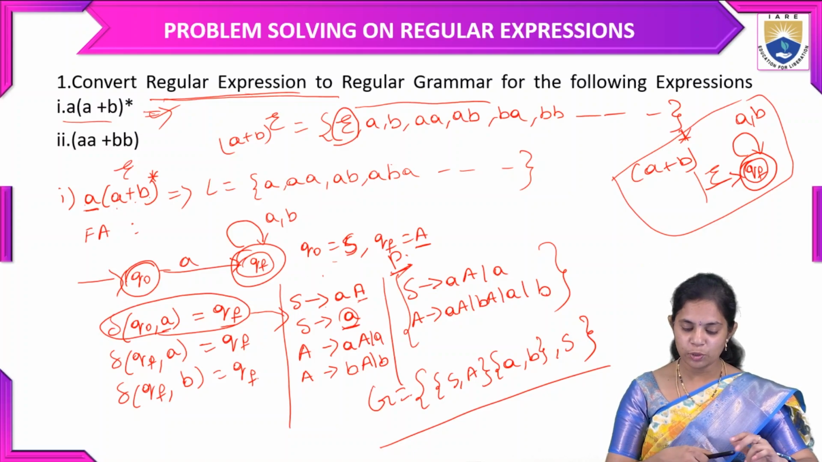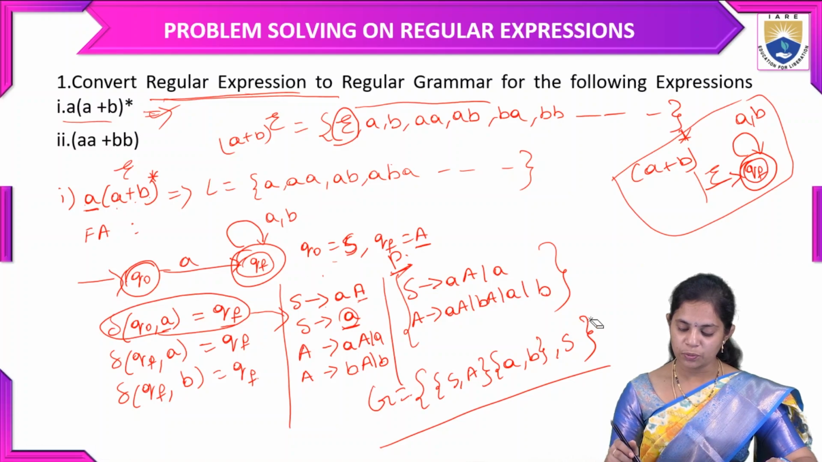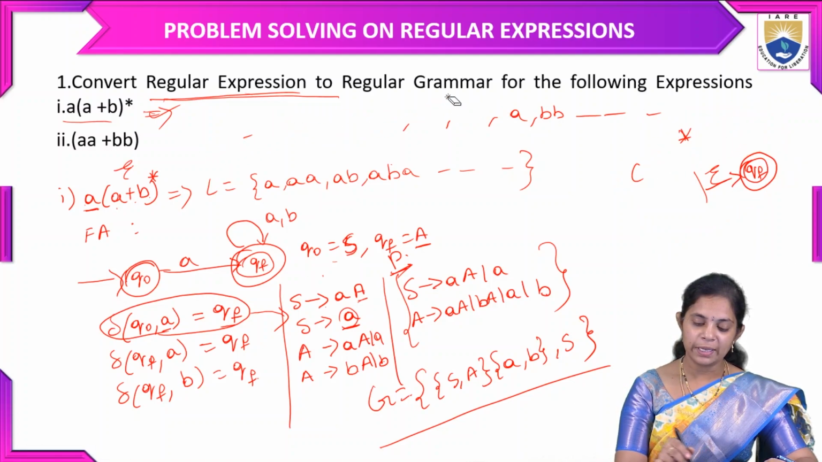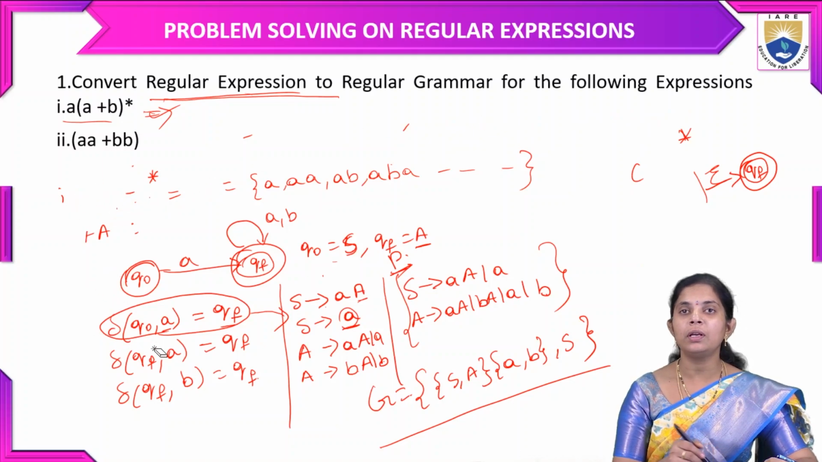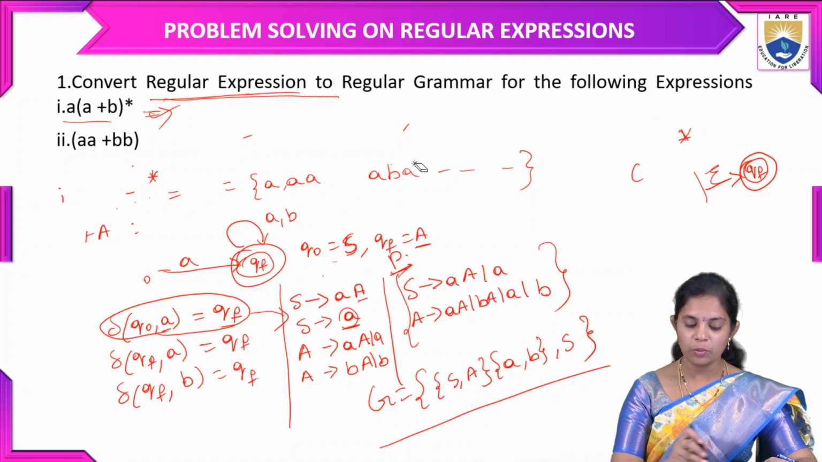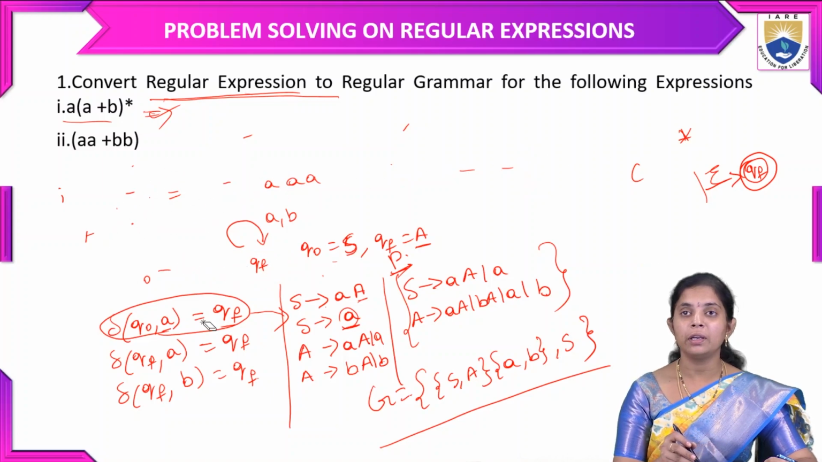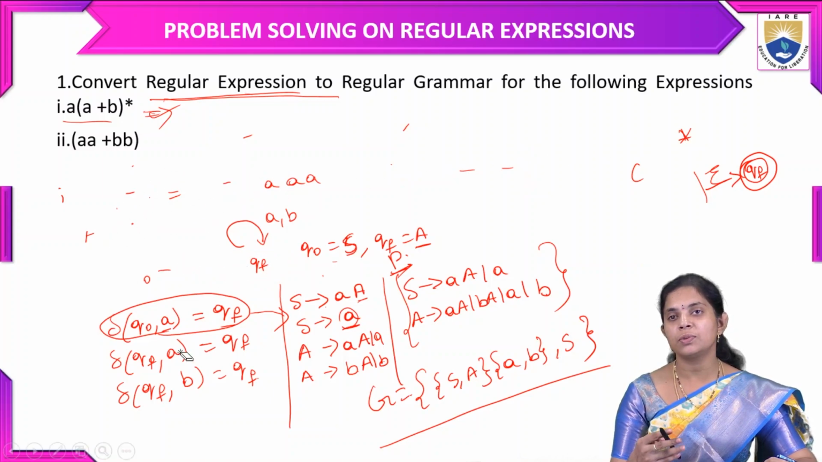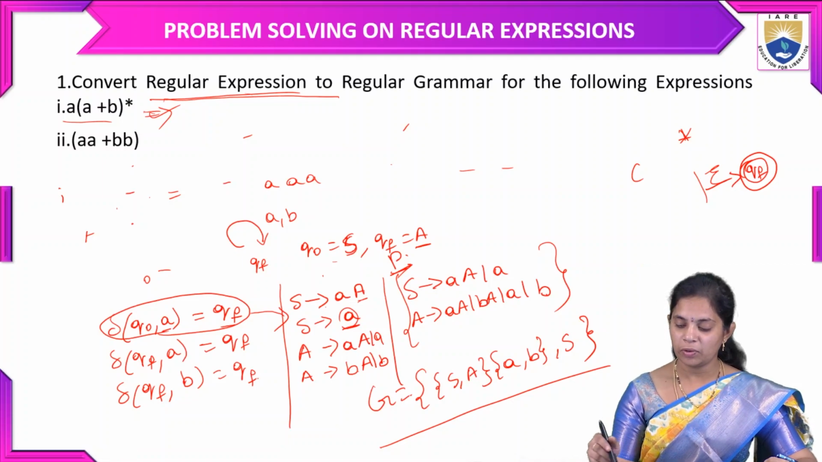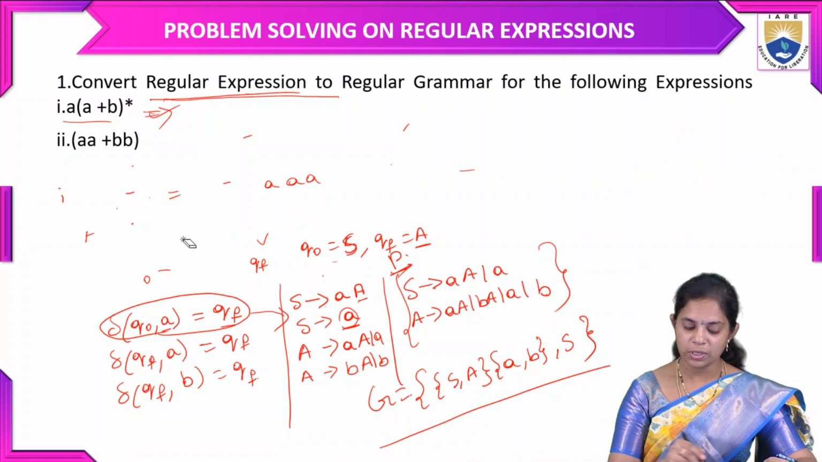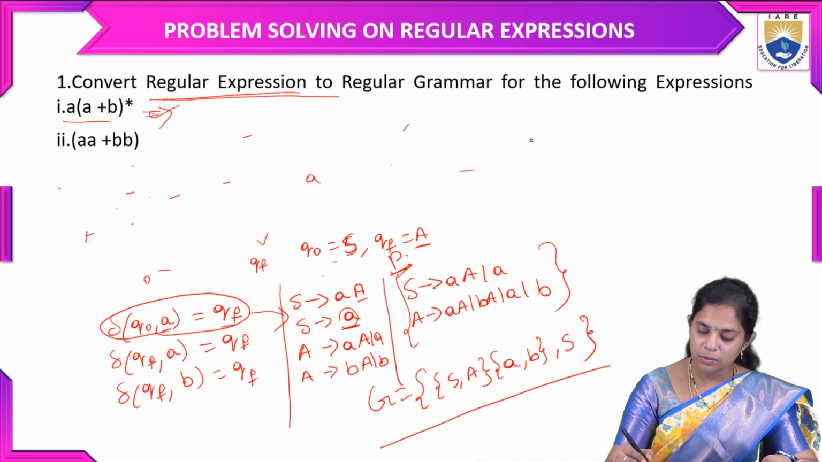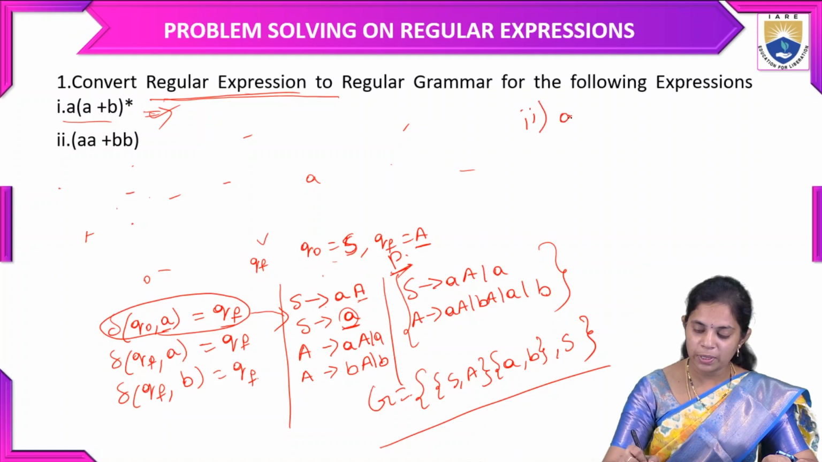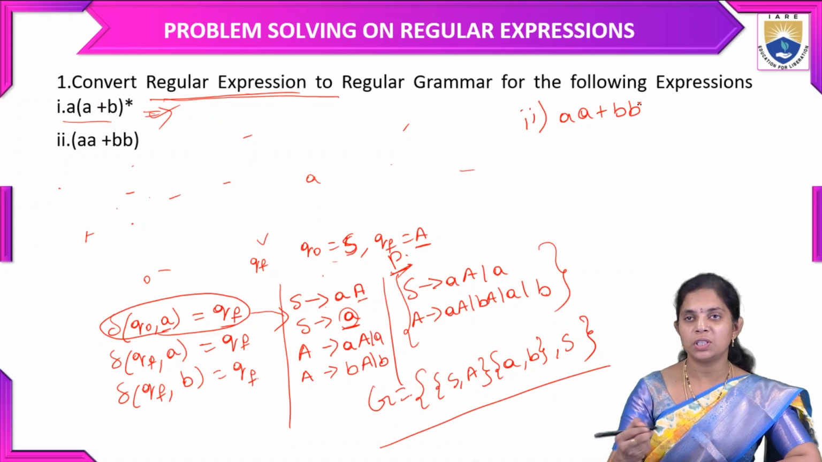So let me solve another example. This is the first one. And like this, first we need to convert the regular expression to the regular language, and then convert it into a finite automata, and through the transition functions we can represent that in a regular grammar. So the second one, we have two choices. So here the second one, a plus b, aa plus bb. So aa plus bb, it is reaching the final state.